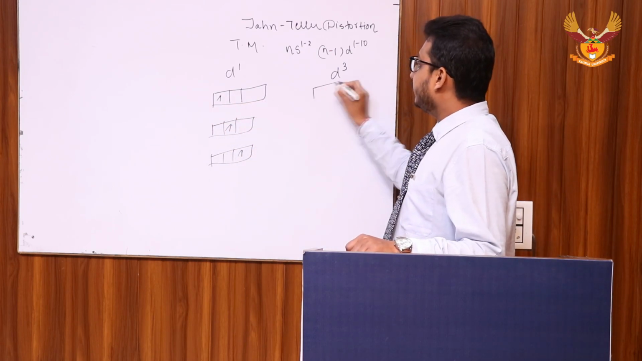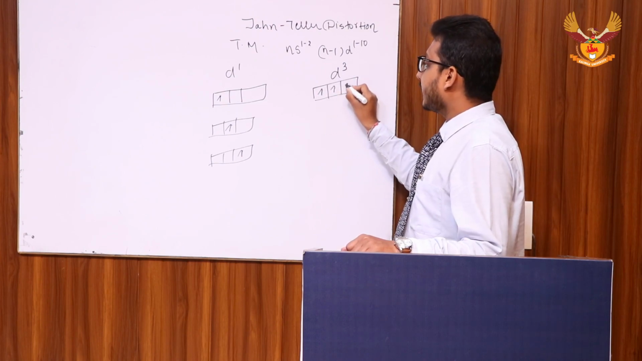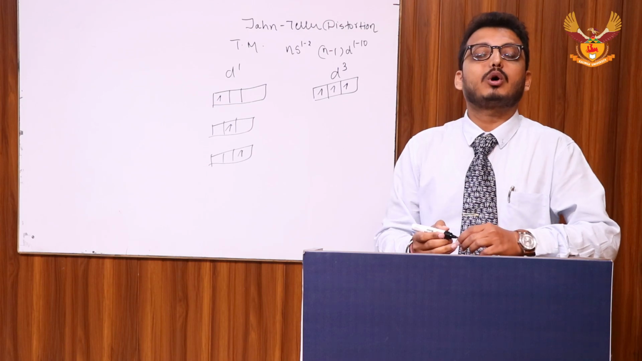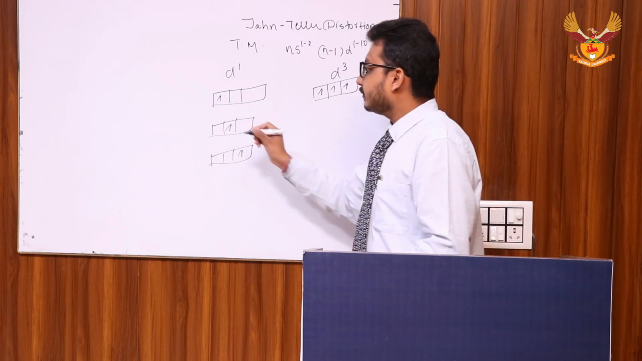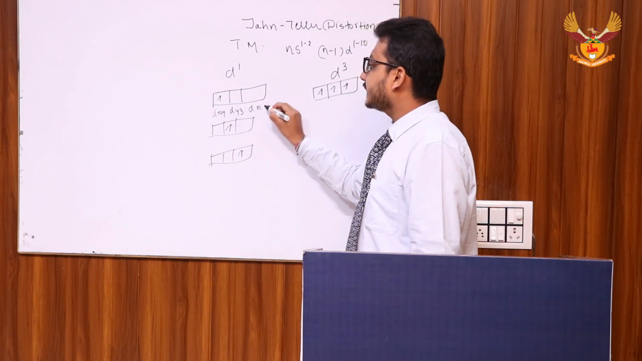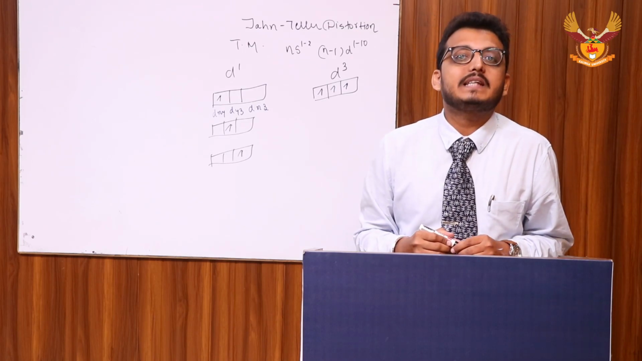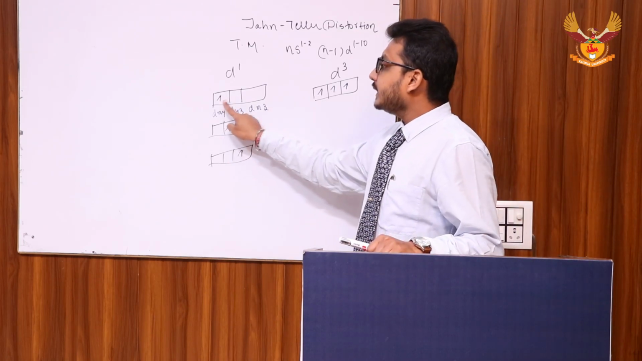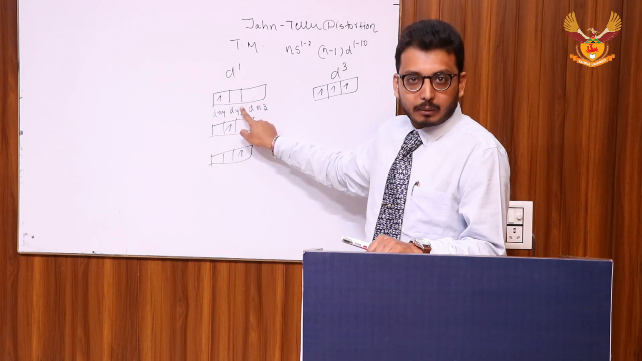Whereas in case of d3 configuration, the electrons occupy all the orbitals and there are no chances of the electron occupying any other orbital, because all these three orbitals, which are named as dxy, dyz and dxz, are all degenerate. Degenerate means they all have same energy. So the electron has equal probability of occupying any of these degenerate orbitals.